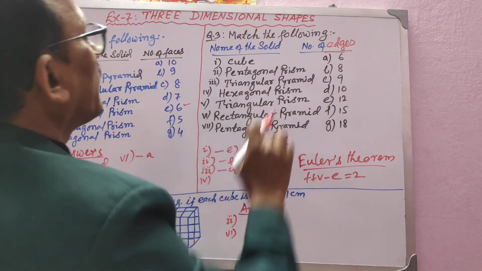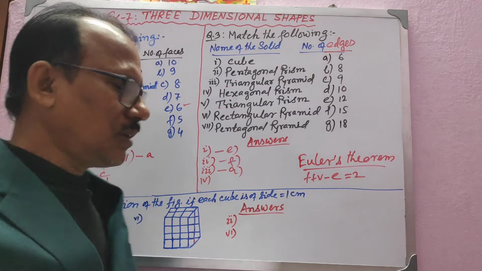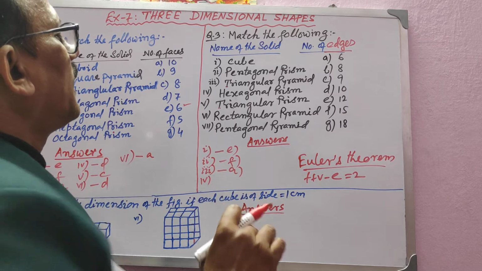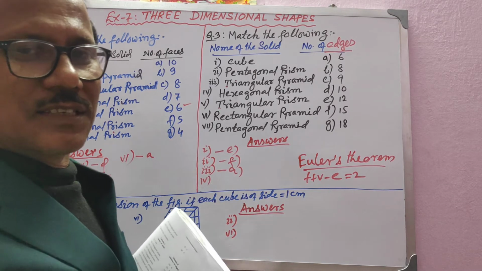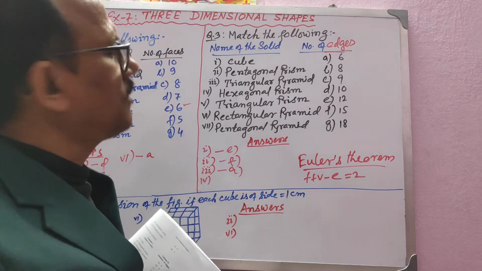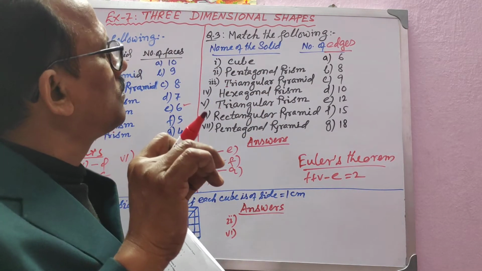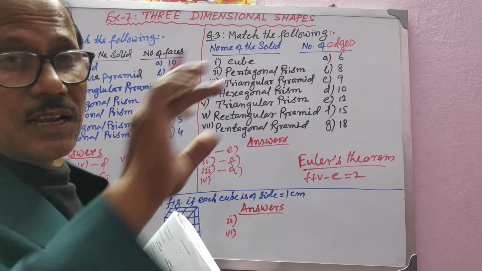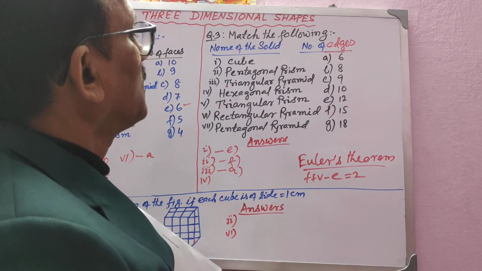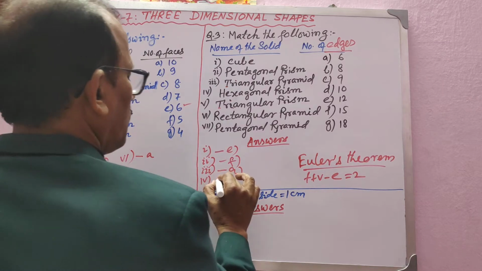The fourth one, you see, is the hexagonal prism. Hexagon means 6, so 6 edges there, and on the top surface also 6 edges, and the side also 6. So it will be matching with 18. So it will be with G.